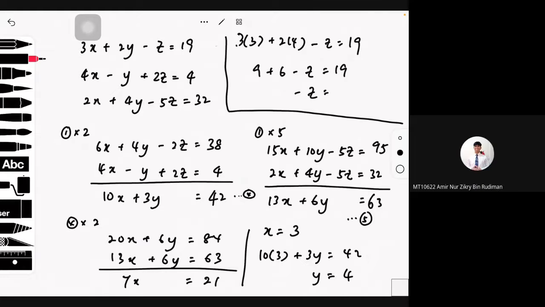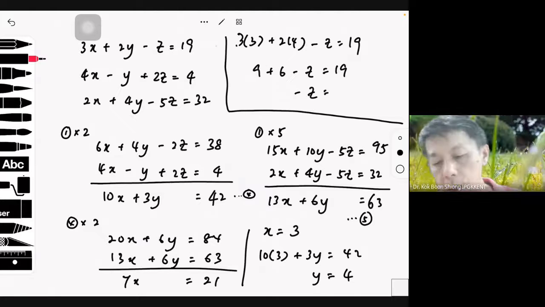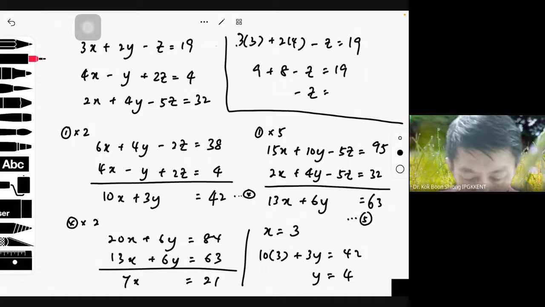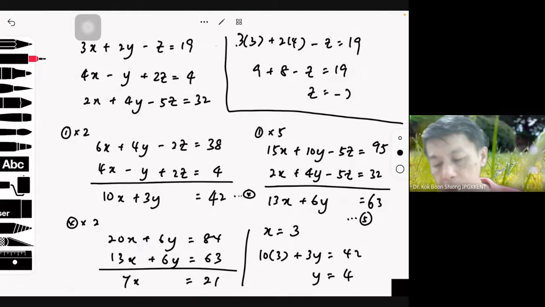Negative 2. Oh, sorry, this is add, right? Yes. So this is equal to, because I'm running out of space, I will write the answer: z is negative 2. Okay, can?